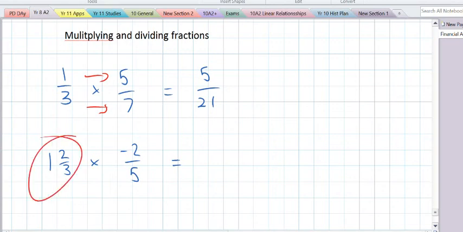Good. So we don't like that, but fortunately we know how to deal with that. Good. 5 over 3. Well done, Mitchell. 5 over 3 times minus 2 over 5. Now what do we do?